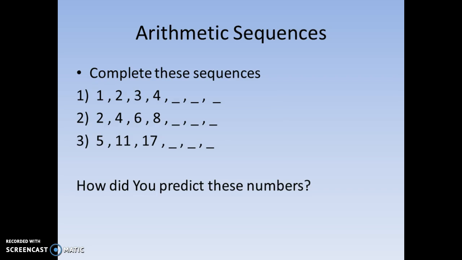Oh, wait. So the next one is 2, 4, 6, 8. Well, isn't that just even numbers? So won't that just be 10, 12, 14? Yeah, exactly. So if you look, what are we really doing? Aren't we adding 2 each time on that one? Okay, so there's a little pattern to that. We're adding 2, so that's what we should be looking at.